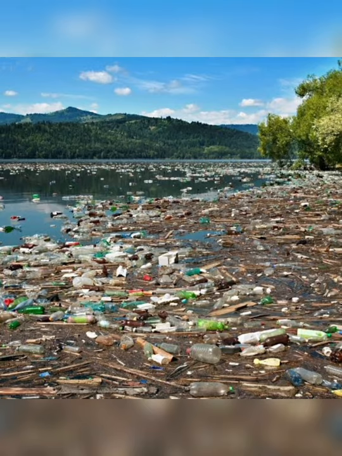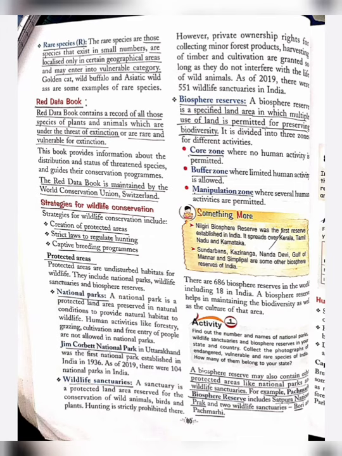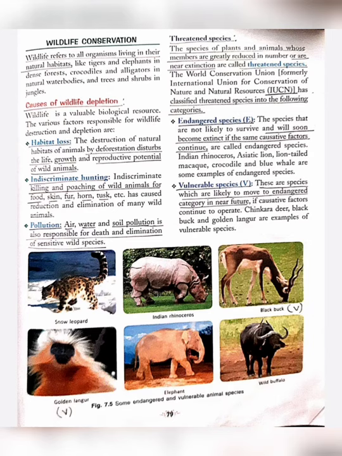Pollution. As we have discussed, due to pollution, there is a large number of death and elimination of sensitive wild species. Threatened species. The species of plants and animals whose members are greatly reduced in number or are near extinction are called threatened species. IUCN, the International Union for Conservation of Nature and Natural Resources, has classified threatened species into the following categories. Endangered species, it means the species that are not likely to survive and will soon become extinct.